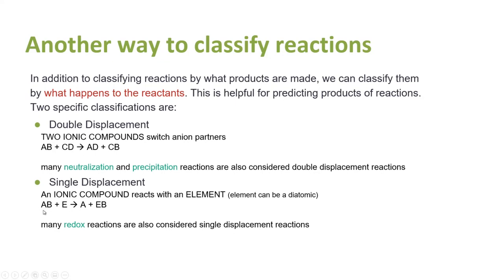So note that A is a cation, is positively charged. Over here, it's neutral. So it had to gain electrons. If E is a metal element and here it's neutral, in order to become a cation, it has to lose electrons. So there is a change of electrons going on as this process happens. But in terms of what's happening to the reactants, I see something's in a compound and now it's an element, and something is an element and now it's in a compound. So again, many redox reactions are also single displacement reactions.